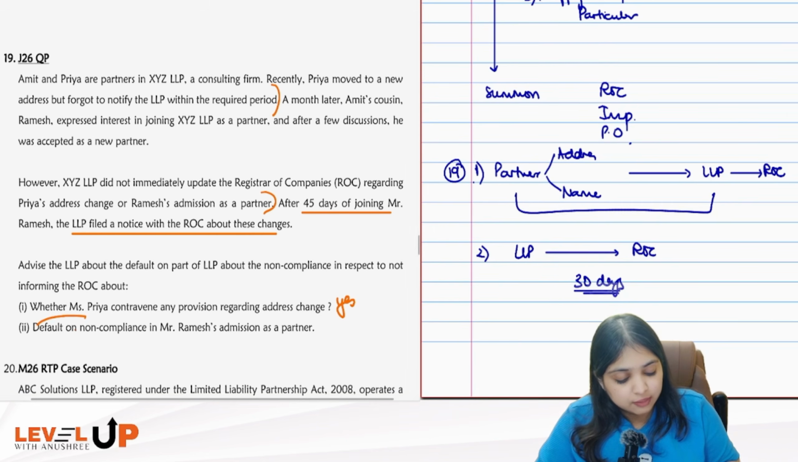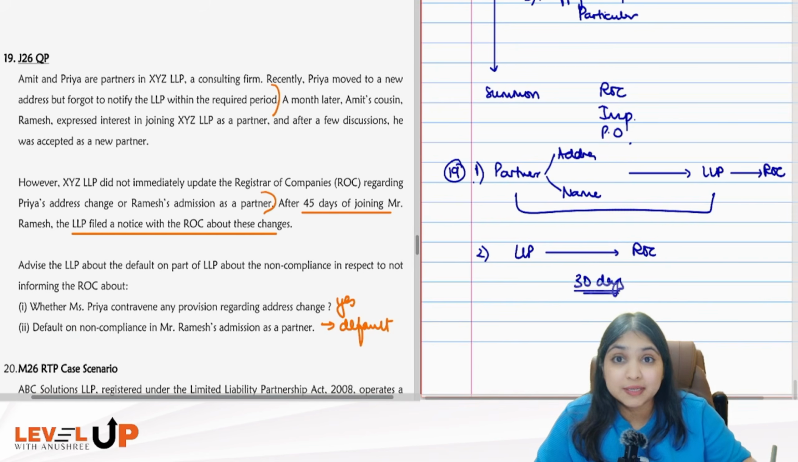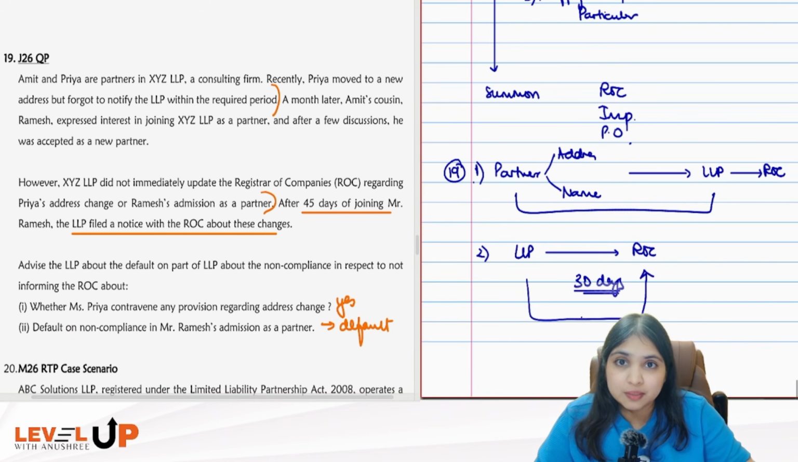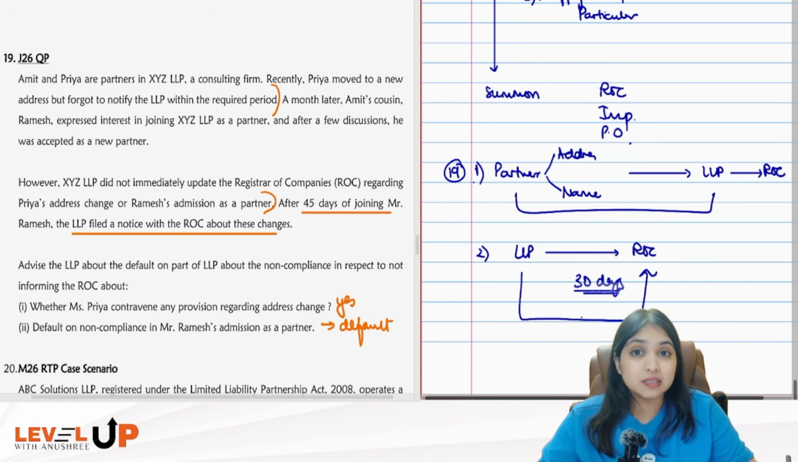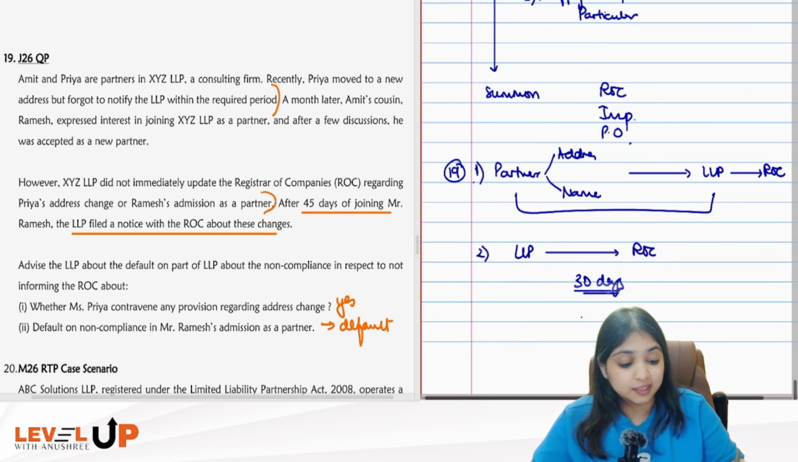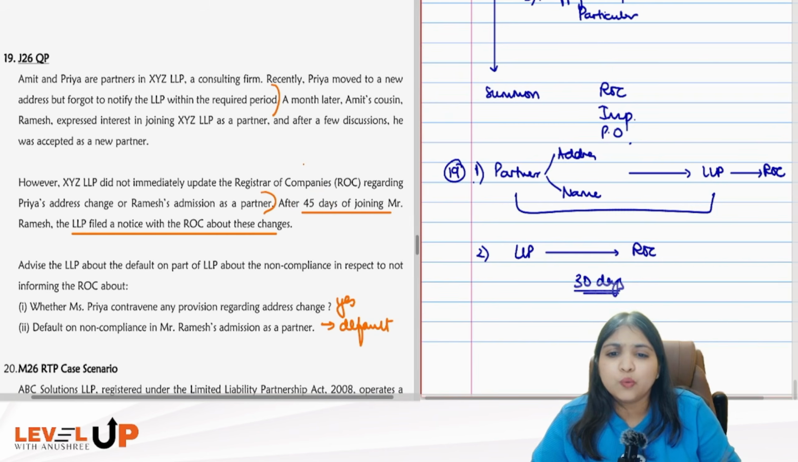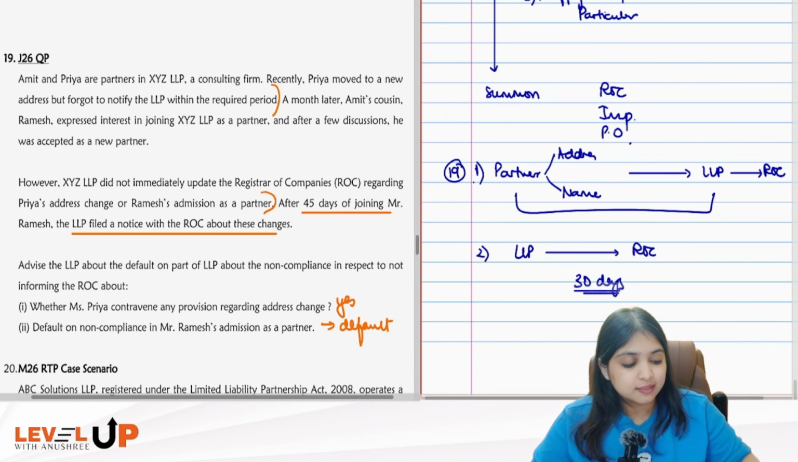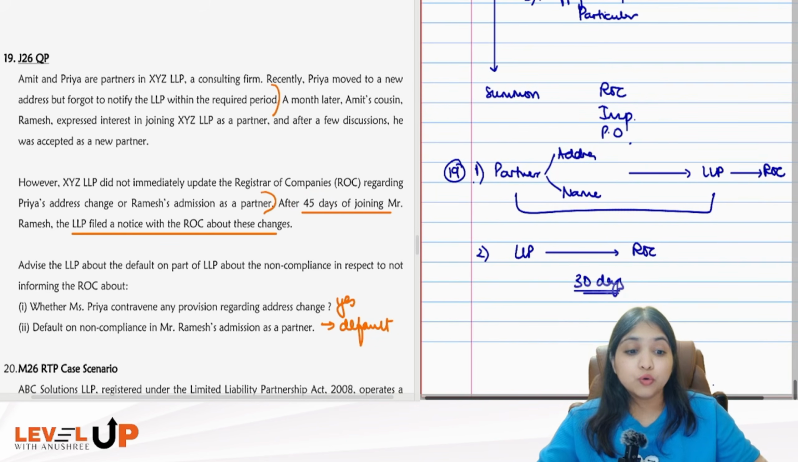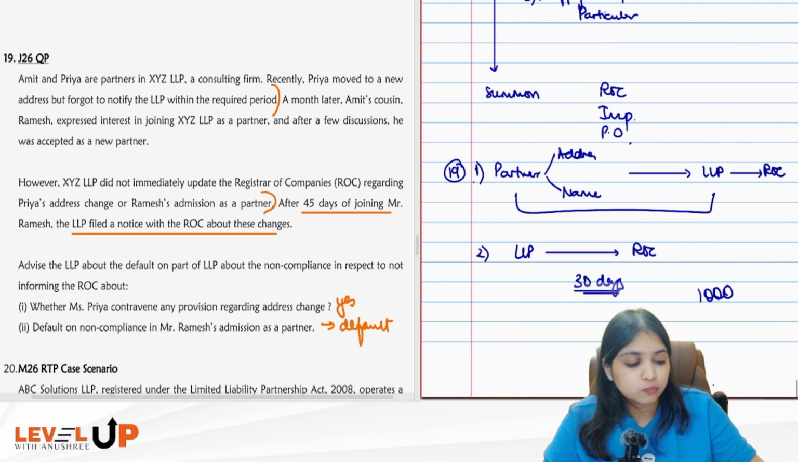Then default on non-compliance in Mr. Ramesh's admission as a partner. Here also there's a default. When Mr. Ramesh was admitted as a partner, within 30 days of his appointment, LLP should have informed ROC about his appointment. LLP should have given to the ROC the particulars of the new partner along with his written consent, but LLP did not do it within 30 days. LLP did it only after 45 days, which is definitely a delay. And please know, in this default, the LLP, the designated partner, and in our first case, Ms. Priya, who did not inform the LLP about her address change, all of these people will be punished with 10,000 rupees fine.